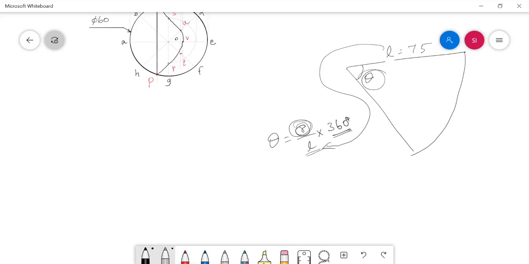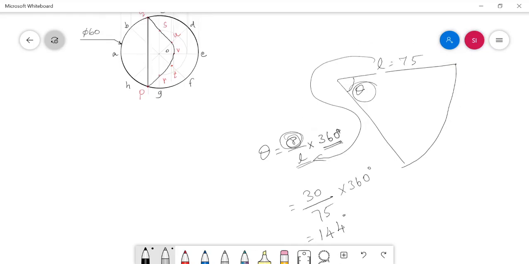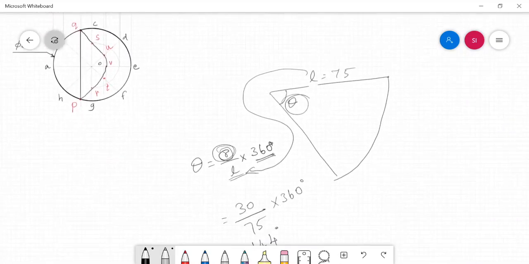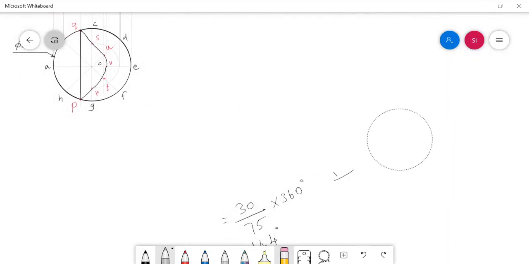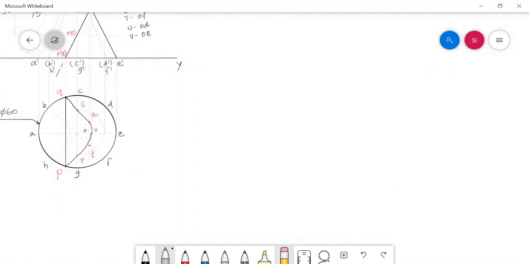In this problem, if you find these data, the r is 30 mm, the true slant length of the generator is 75 mm, into 360, then the answer will be 144 degree. So use these data and develop the uncut cone first. Thereafter we can mark the cut points in that with our regular procedure.